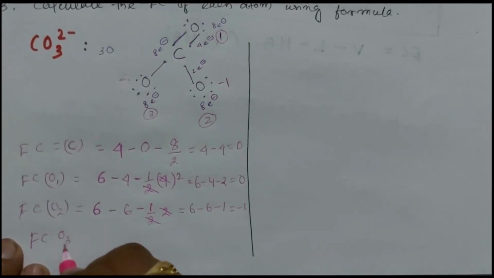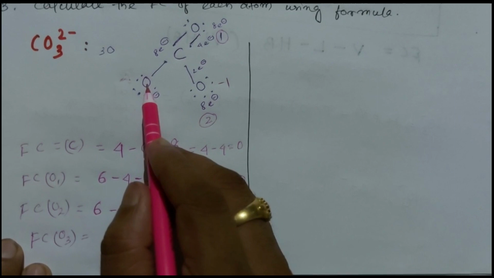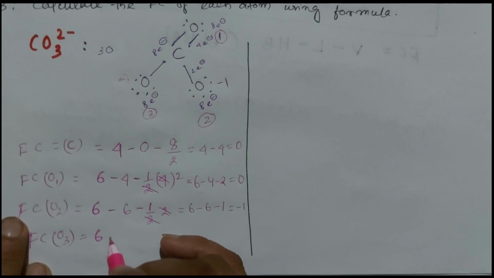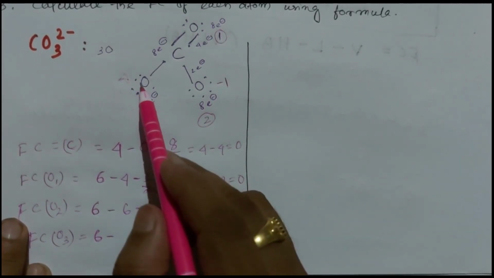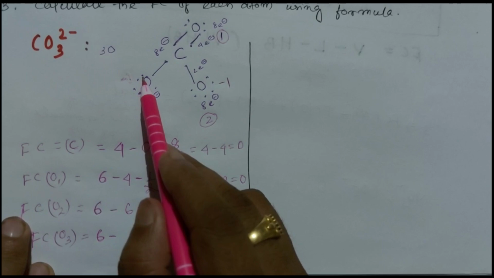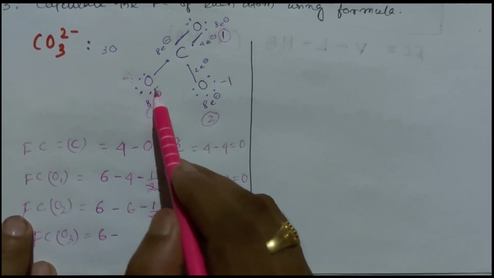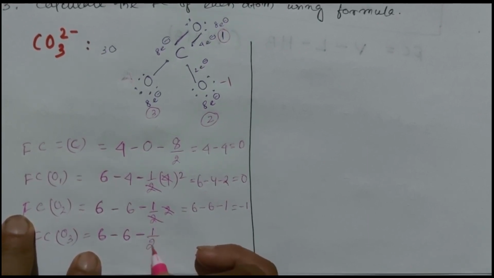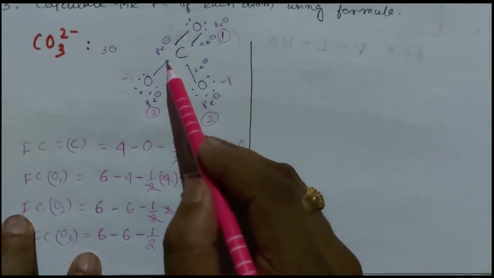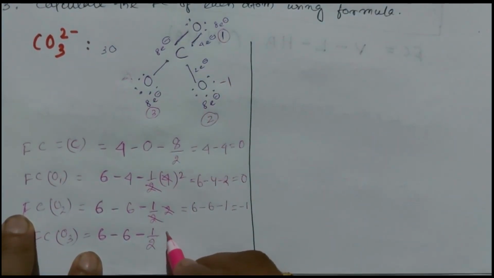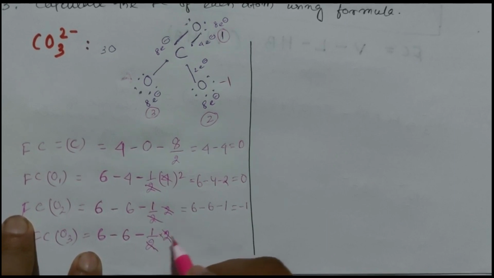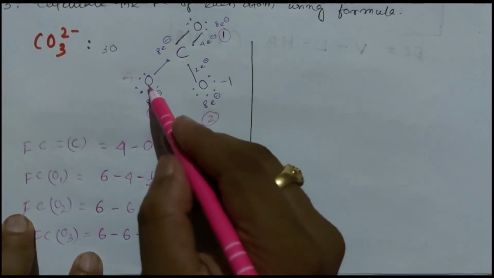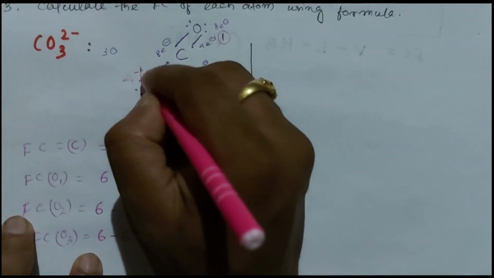Formal charge of oxygen number 3, this oxygen. The number of valence electrons of oxygen is 6, minus the number of non-bonded or lone pair electrons. Here 1, 2, 3, 4, 5, 6, so 6 are non-bonded or lone pair electrons, minus half of the bonded electrons. The bonded electrons are 2, since one bond is there. So 6 minus 6 minus 1 is equal to minus 1. So this oxygen number 3 also has a charge of minus 1.